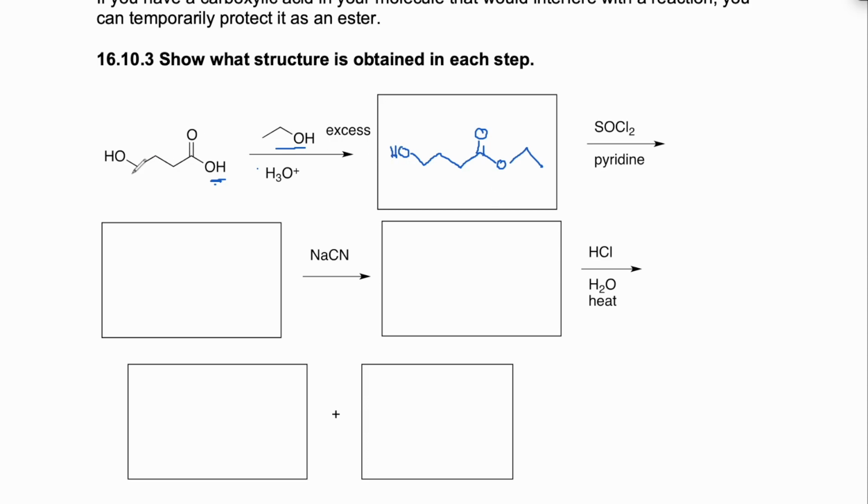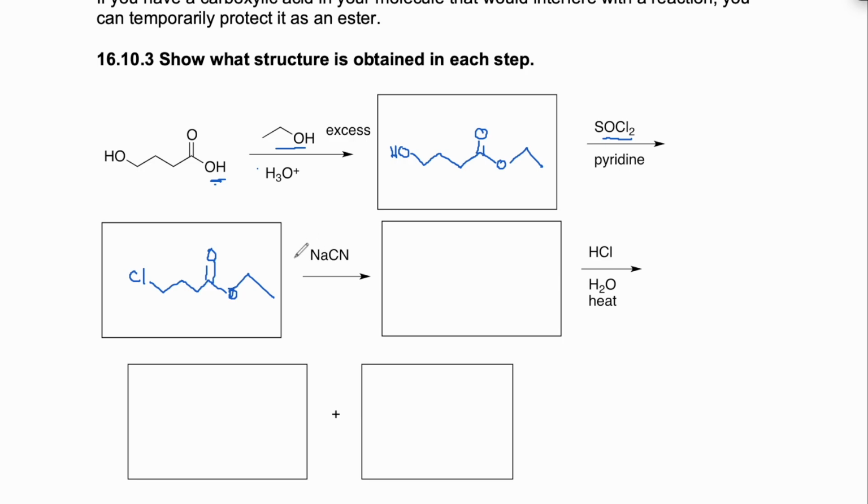1, 2, 3, 4, 5. Yeah, we might get some 5-membered ring, but if we treat it with enough ethanol for long enough, hopefully we can get this to form. And then we have thionyl chloride that will make a chloride out of an alcohol. All right, sorry, my oxygen is a little skinny there.